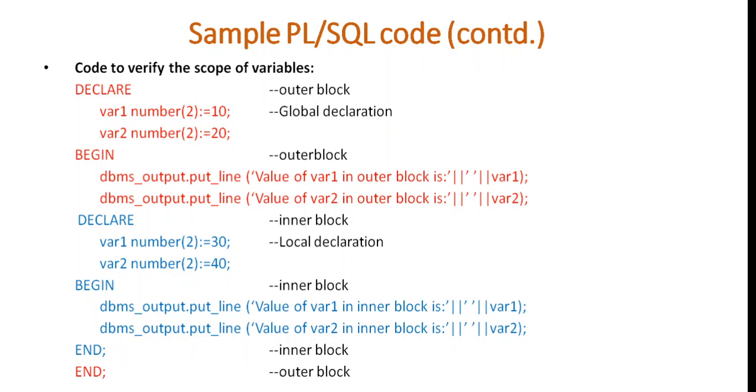The variables initialized with the values 30 and 40 are not accessible to the outer block, but the global variables, variable 1 with value 10 and variable 2 with value 20, are accessible to the inner block. That is, these two variables can be used in the inner block without any initialization. So this is how we can verify the scope of variables.